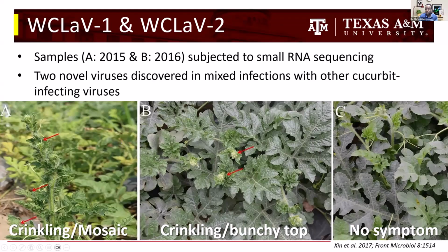They did a series of bioinformatic analyses, and eventually they came up with these two new viruses. When they published their work in 2017, they named the virus found in the plant showing crinkling and mosaic symptoms watermelon crinkle leaf associated virus 1. And the 2016 sample showing just the crinkling and bunched up symptom, they named watermelon crinkle leaf associated virus 2. Those two viruses are related in some way. They belong to the same genus. However, they are so distinct that they represent different species. And of course, no virus was found in the healthy-looking sample. But again, keep in mind, these two viruses were found in mixed infection in both cases.